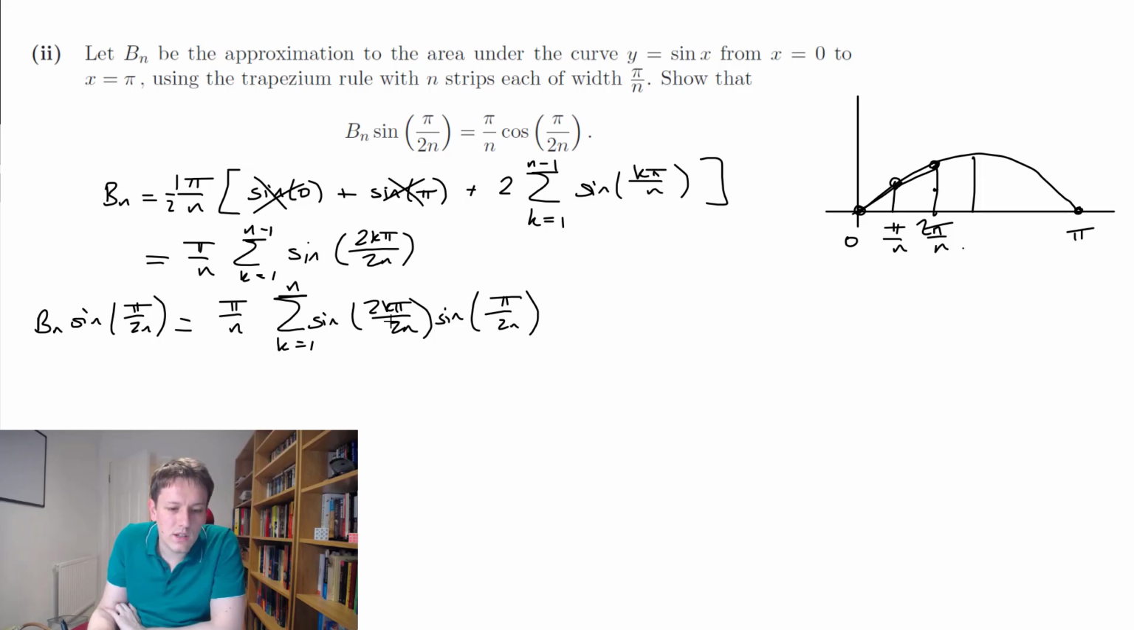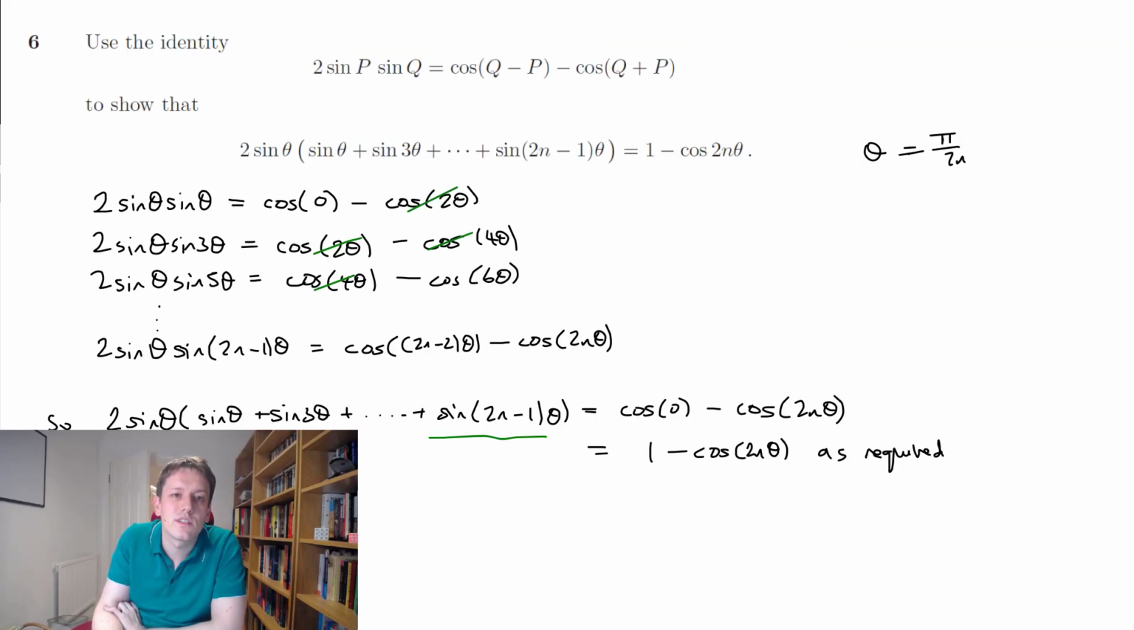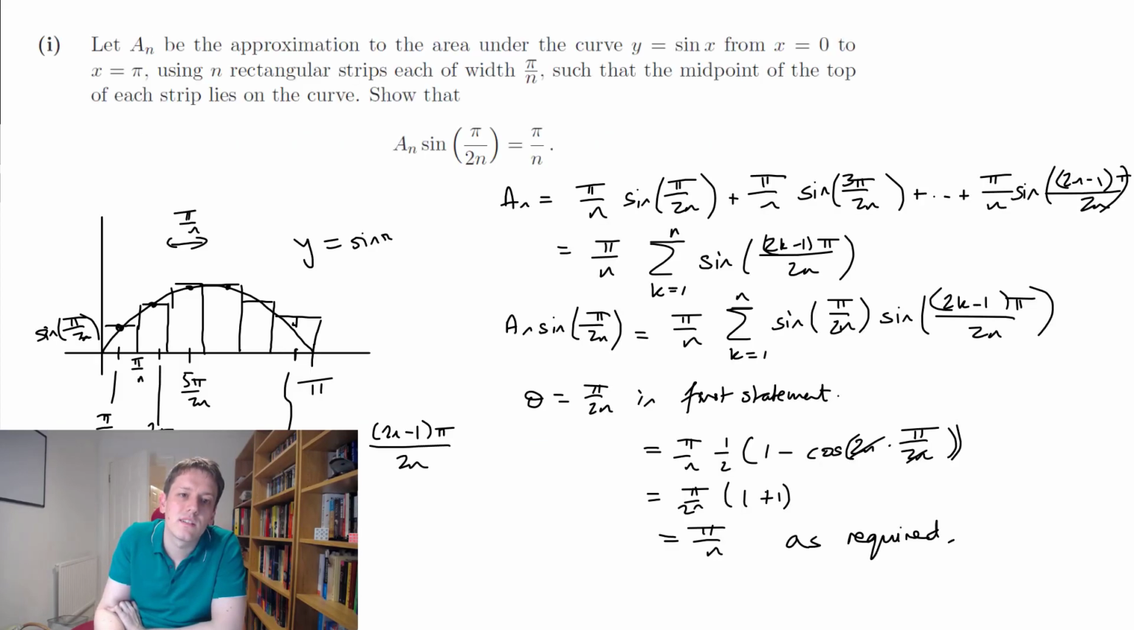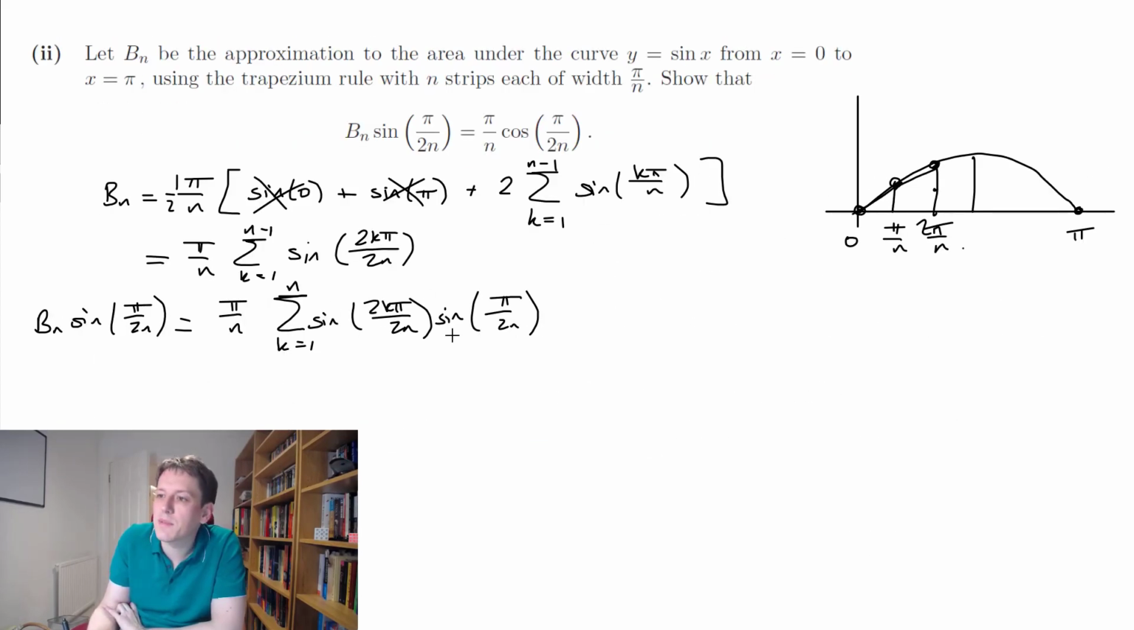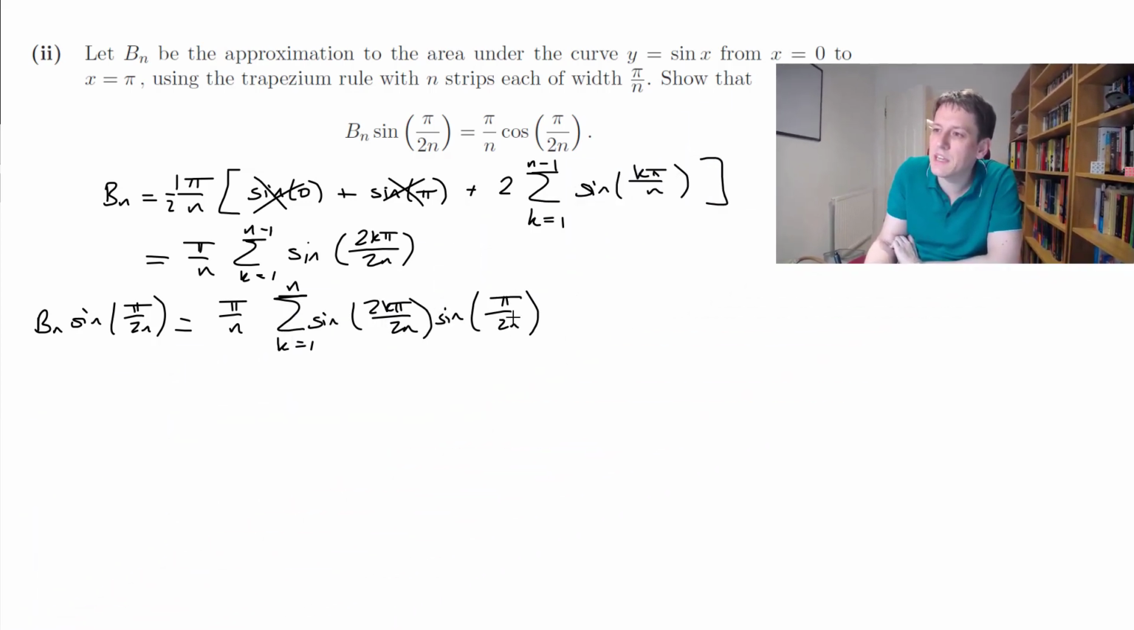And now if we go back to one of the original statements here, 2 sine p sine q is cos(q minus p) minus cos(q plus p). I'm going to apply that to this statement here, because I've got sine of something times sine of something else, so I'm going to take this to be p and this to be q in that statement.